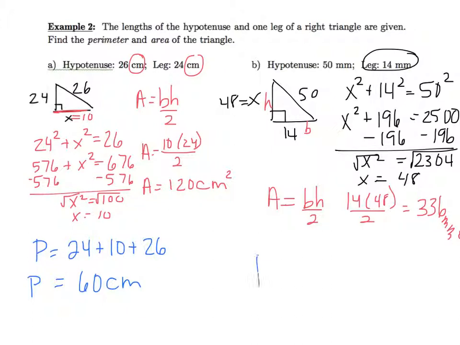And I go to perimeter, which is just adding up all the sides, so 48 plus 14 plus 50 equals 112 millimeters.